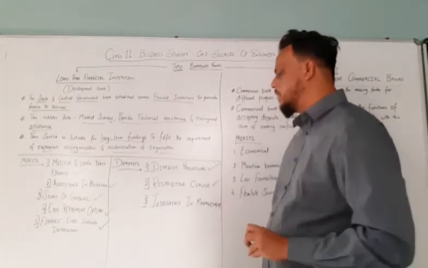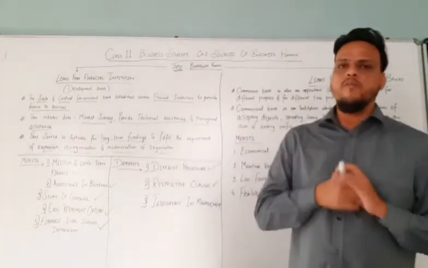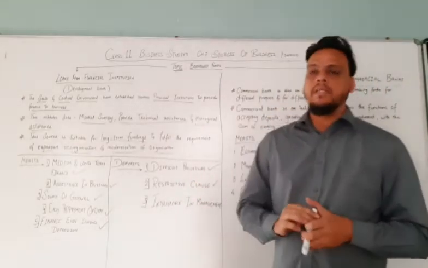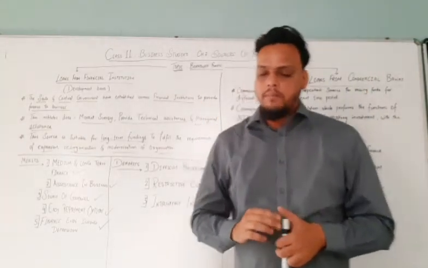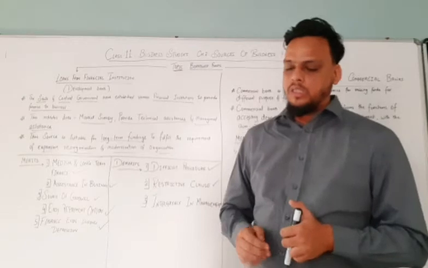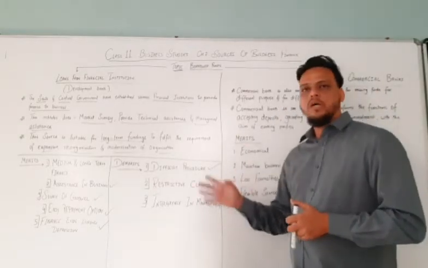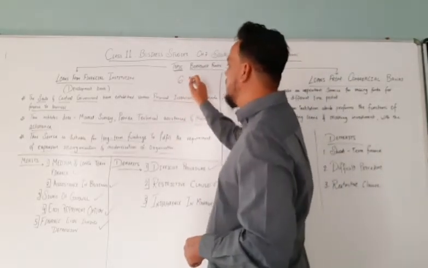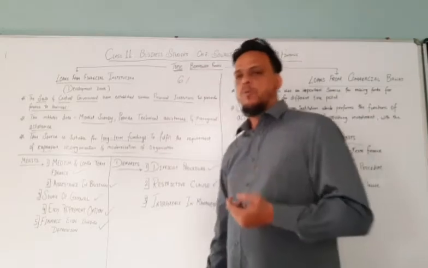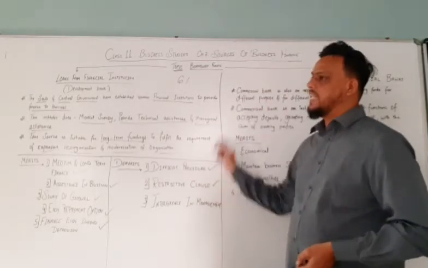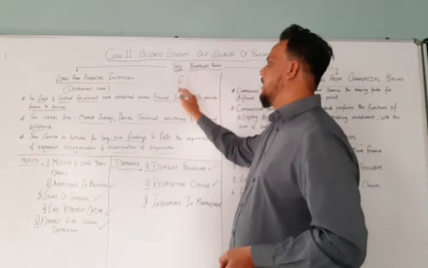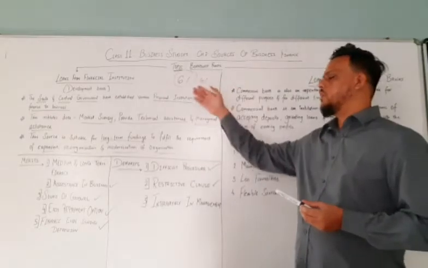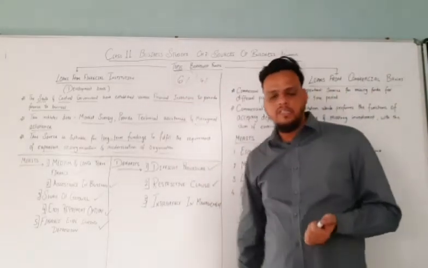Restrictive clauses. Restrictive clauses means if you get the loan from a financial institution, then the restrictive clause can occur by the financial institution imposing a restriction on the payment of dividend. For example, if a company pays 6% dividend every year on the particular profit, the financial institution can reduce or change this 5% into 4% of dividend payment because the financial institution has invested in your organization.